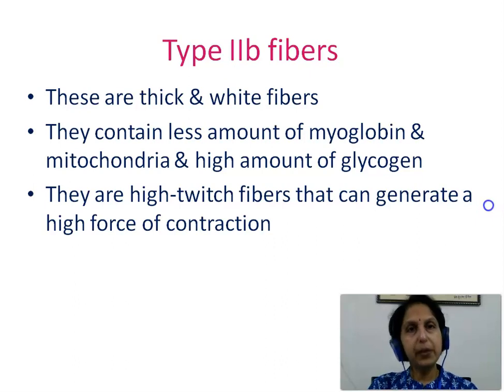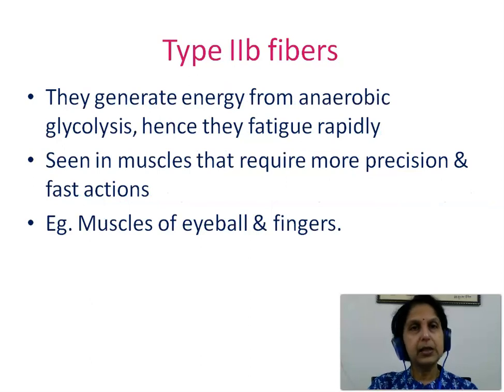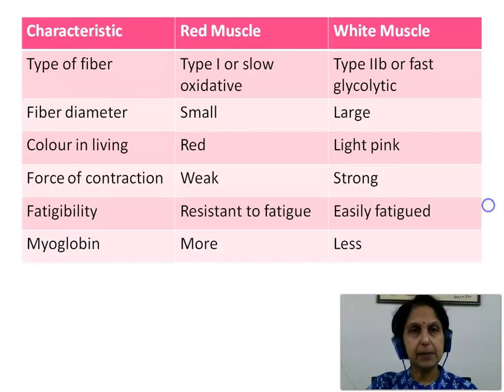Type 2B fibers, these are thick and white fibers. They contain less amount of myoglobin and mitochondria and high amount of glycogen. They are fast twitch fibers that can generate a high force of contraction. They generate energy by anaerobic glycolysis, hence they fatigue rapidly. Seen in muscles that require more precision and fast actions. Examples, muscles of the eyeball and fingers.